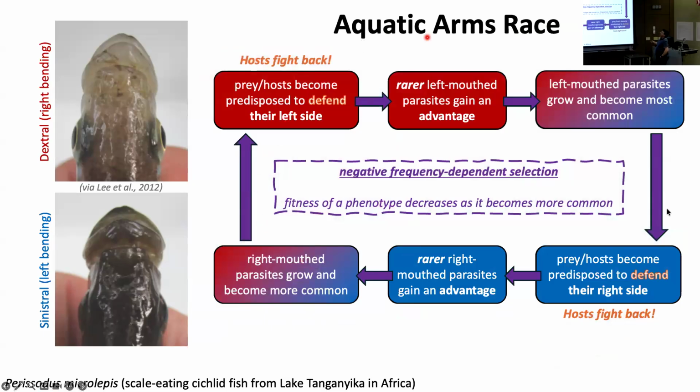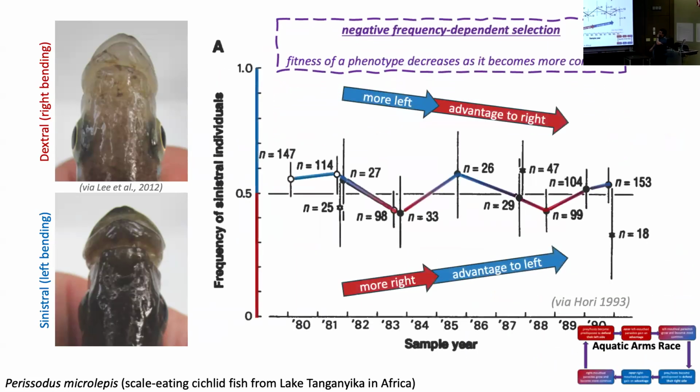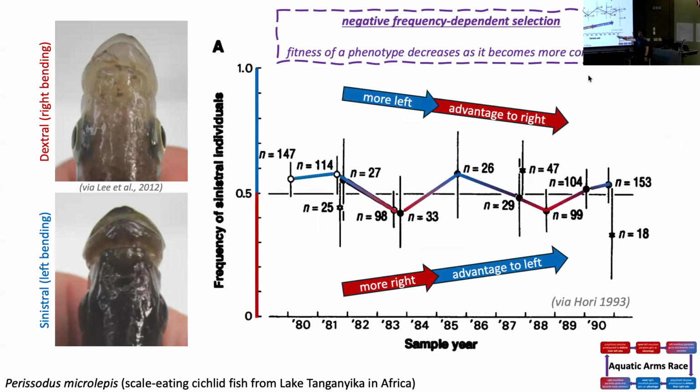The idea here is that you're going to get hosts that fight back, and they create an advantage to be the other type of parasite. And then that will switch. So then the hosts fight back a different way. And so you get a left mouth advantage and then a right mouth advantage and the left mouth advantage and so on. To test this, they actually did exactly what I said there. This is 1980 all the way up through 1990.